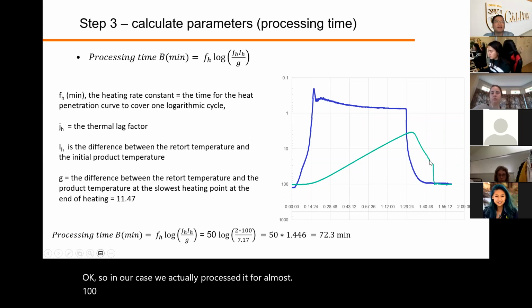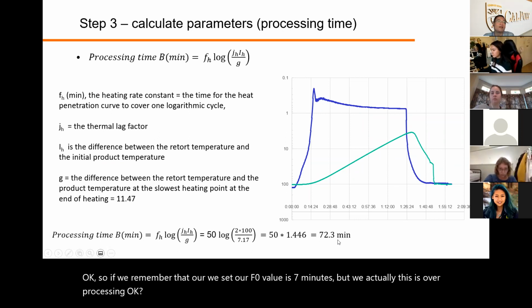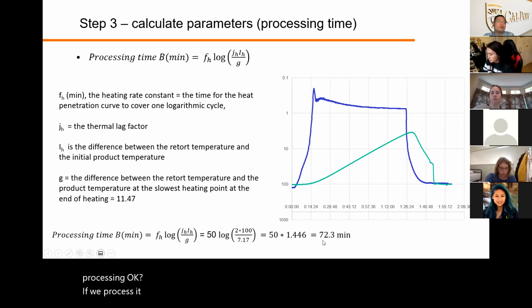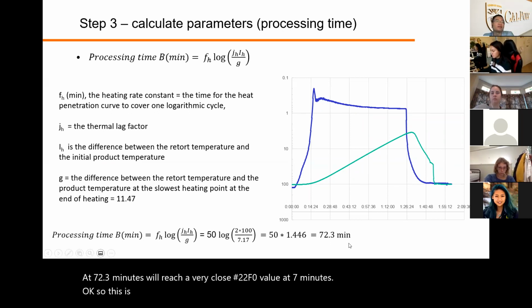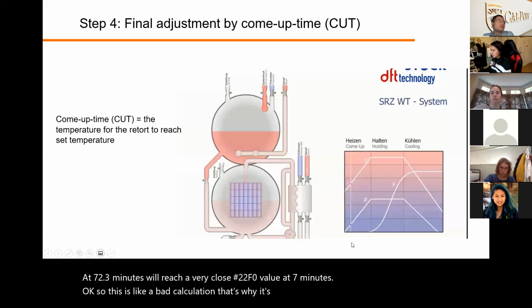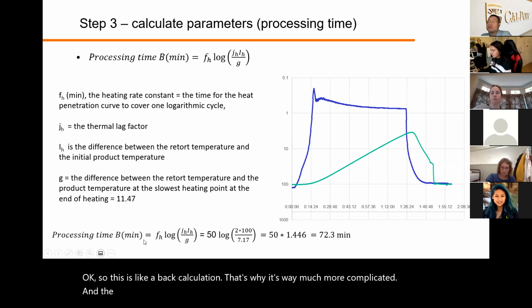In our case, we actually processed it for almost 100 minutes, so this is over processing. Remember that we set our F0 value as 7 minutes. If we process at 72.3 minutes, we'll reach a number very close to the F0 value of 7 minutes. So this is like a back calculation. That's why it's much more complicated. Any questions about the processing time calculation?